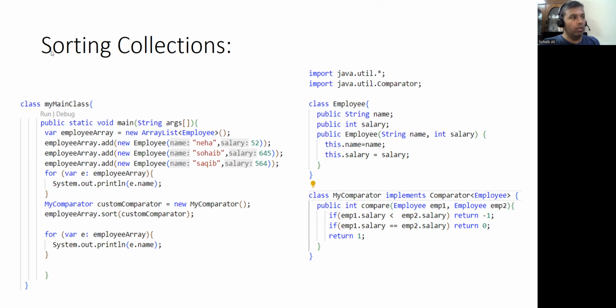That is, just keep adding employees in that array list, and then define a custom comparator interface, and then call the sort method by passing the custom comparator interface in this sort method as an argument.